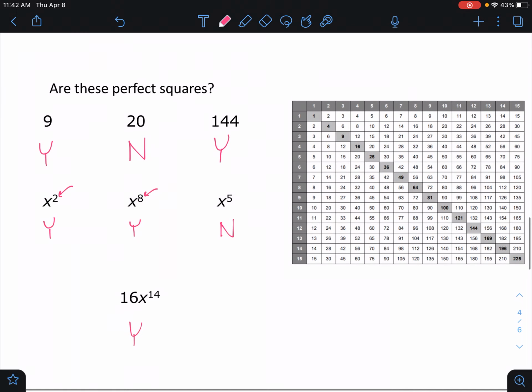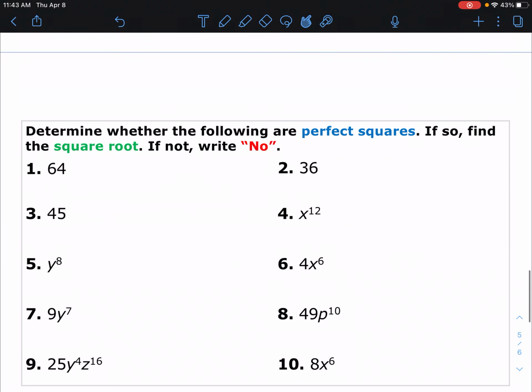So yes, this is, and I need to say what is the square root then. I'm going to write 8. Okay, how about 36? Yes, because 6 times 6, so the square root of 36 is 6.